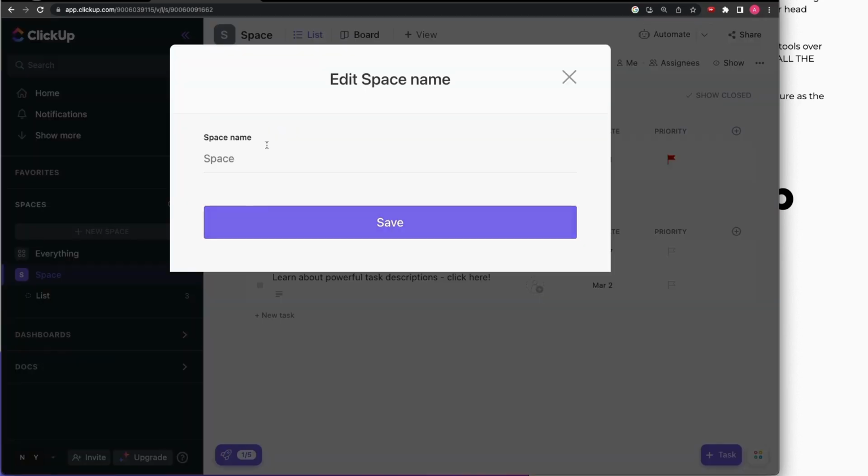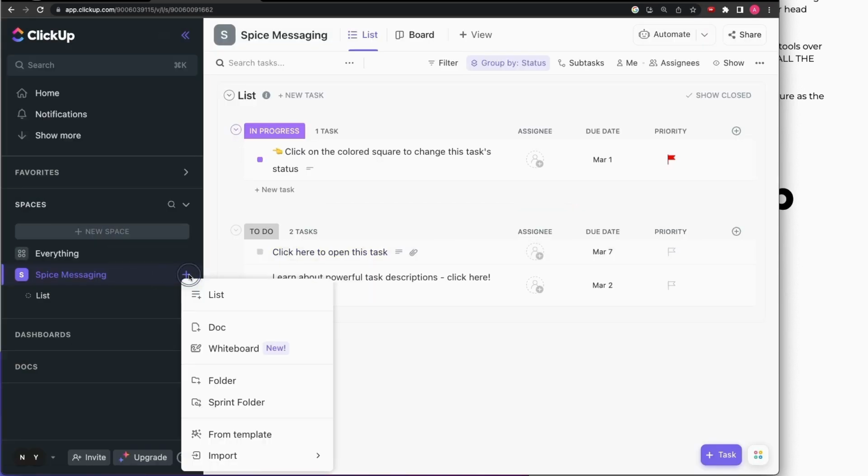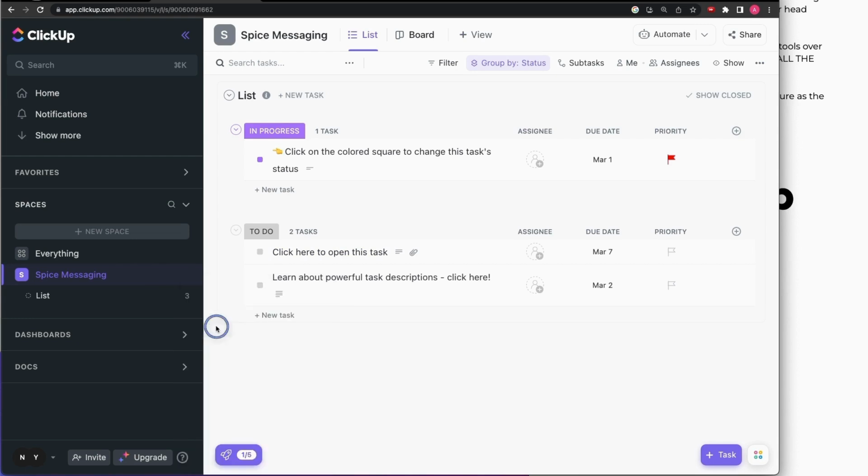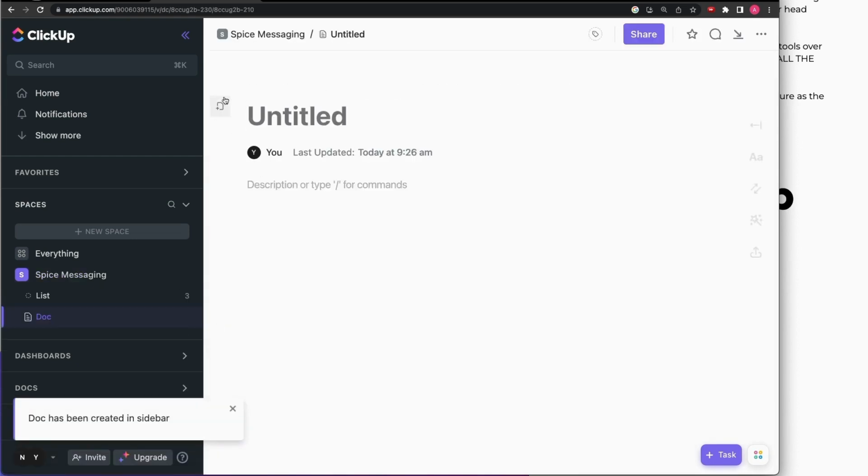You can come over here and rename this space. Let's call it spice messaging. I'm going to hit save. And then I'm going to hit this plus button and add a doc right here, okay? So I'm going to hit add a doc, and you're going to see that this doc shows up right here. And I'm going to call this my swipe file, okay?